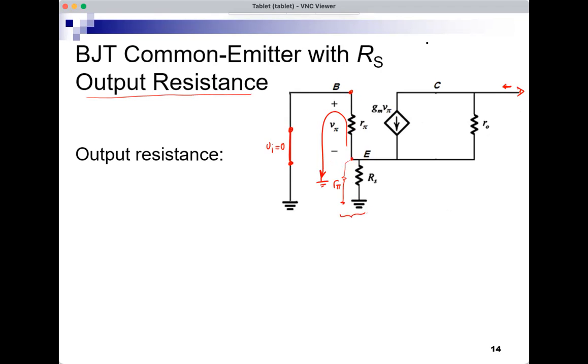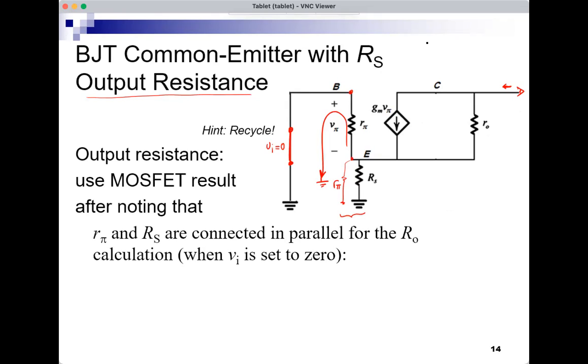And now the circuit becomes very similar to the case when I'm looking into the MOSFET drain with a certain resistance between the source of the MOSFET and ground. So we would recycle the MOSFET result and say that R pi and RS are now connected in parallel, and they appear to be like what we call just RS in the MOSFET case, when we were calculating the output resistance of common source with RS between source and ground.